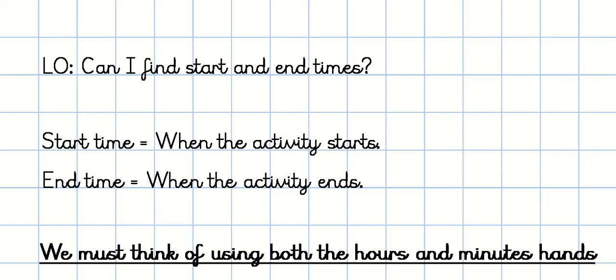Yesterday we looked at finding the duration, so how long activities took. Today we're going to look at the duration again, but we're going to use the duration to find out the start and end times of activities. The start time is when the activity starts, and the end time is when the activity ends. We must think of using both the hours and the minutes hand. So we might have to go over an hour or over a minute, and we have to think of using both hands today.